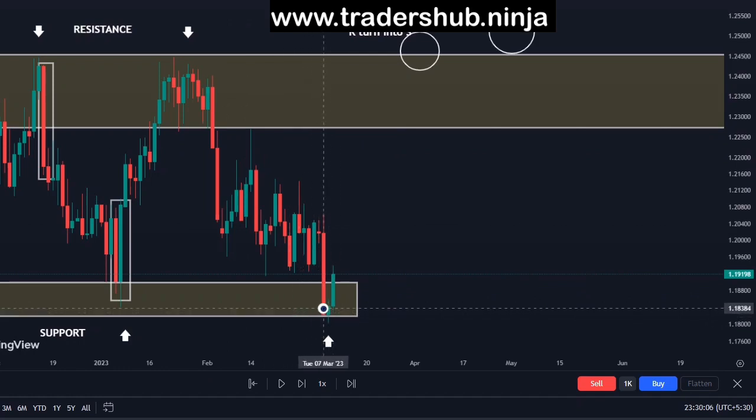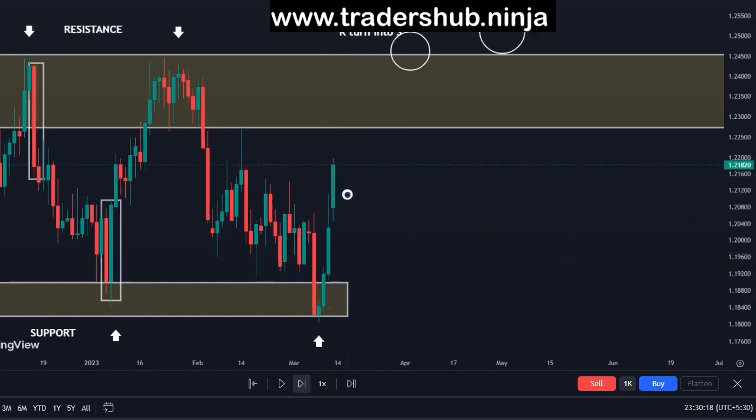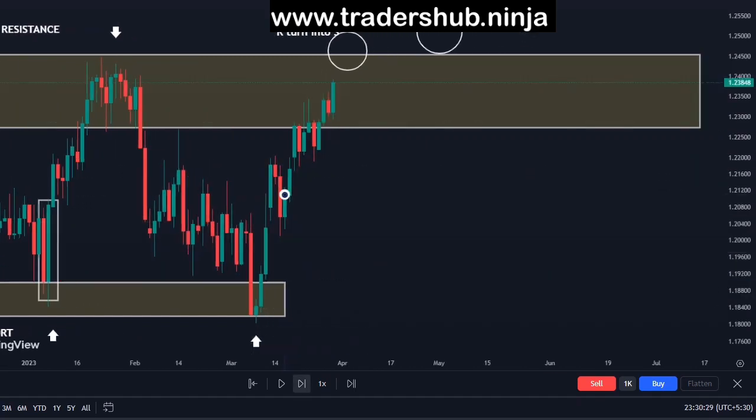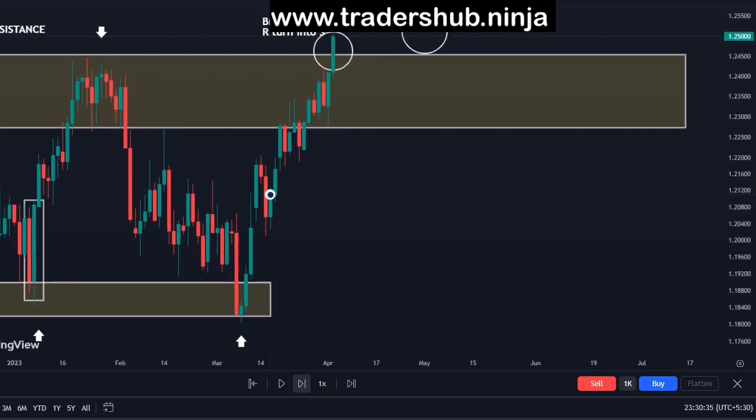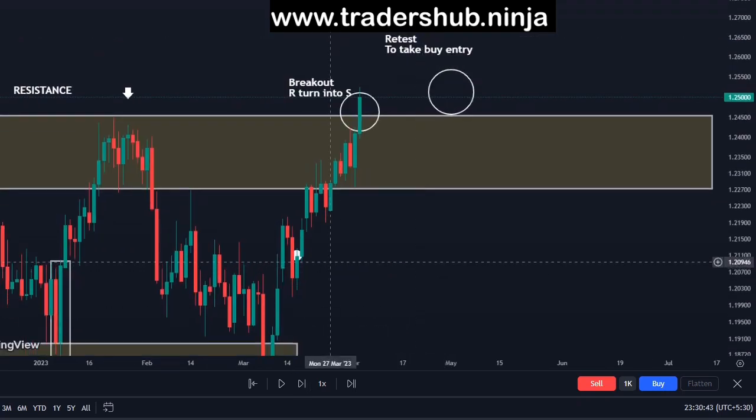The market respected the support level. Buyers are taking control at this particular support level. Here also we are ready to take a buy entry. Buyers are in control of the market. Look here, our target is only the resistance zone. We will hit our target. Our target was hit. And then look at this particular candle.